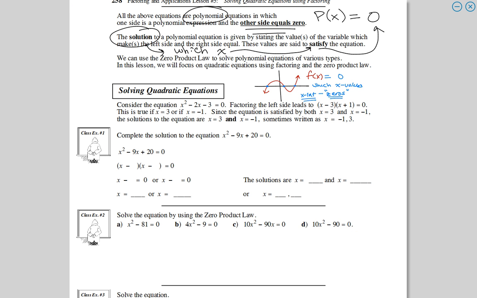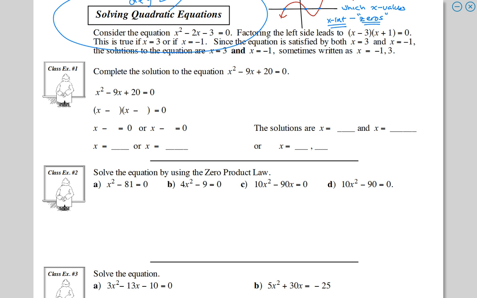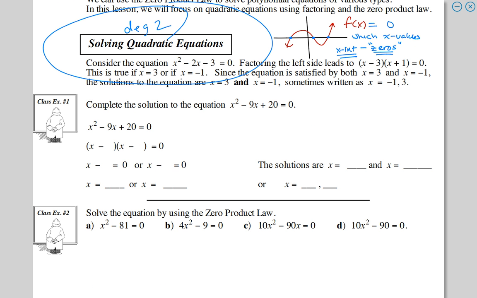Okay, but we're just focusing on solving these quadratics. So this is going to be degree 2 only. So for solving quadratics, let's take a look at this degree 2 polynomial right here. You can see this degree 2 polynomial, this p of x, is equal to 0. And we're saying, which x values make this true? Guess what the first step is?